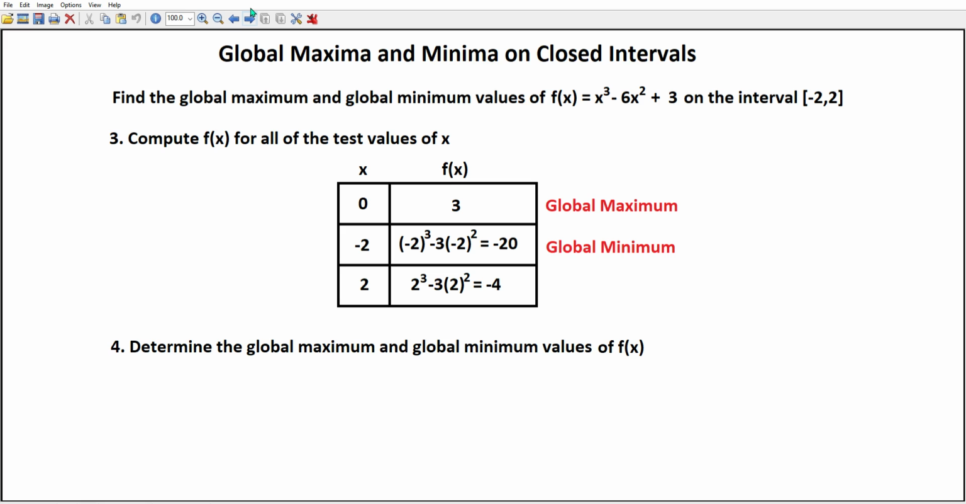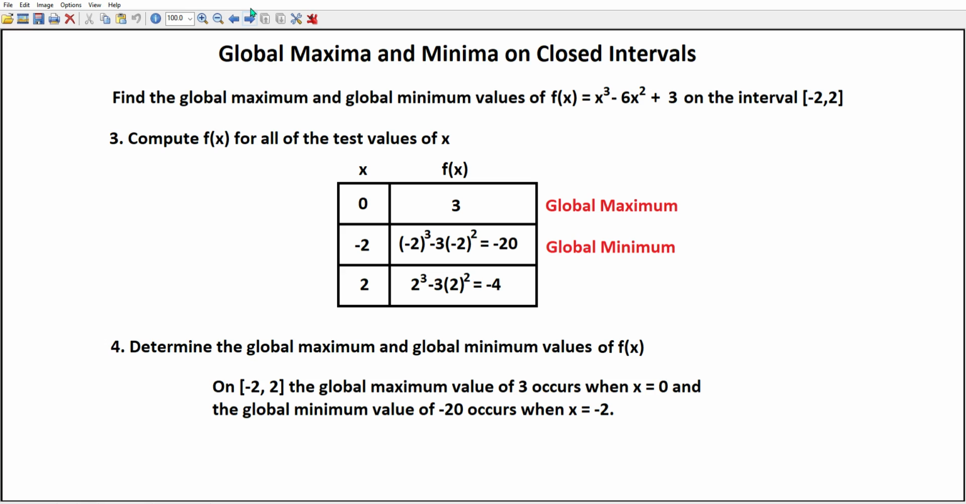And that is pretty much the problem. So on minus 2 to 2, the global maximum value of 3 occurs when x equals 0, and the global minimum value of minus 20 occurs when x is minus 2.